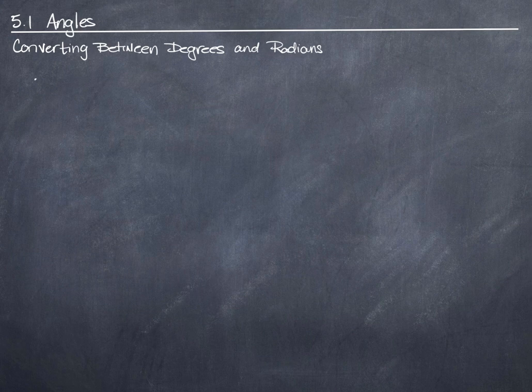Since 360 degrees is equal to a full circle in terms of degrees, and we've already decided that 2 pi is what a full circle is in radians, it's fair to say that these two things are equal. They just have different units.